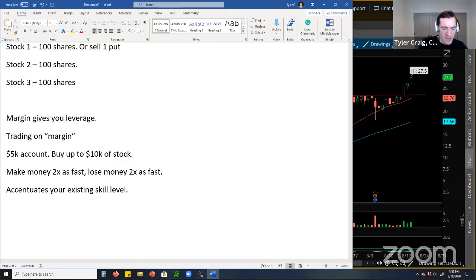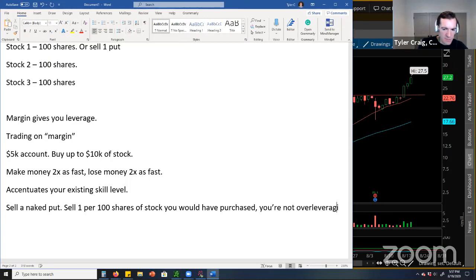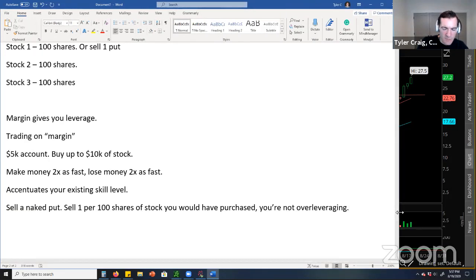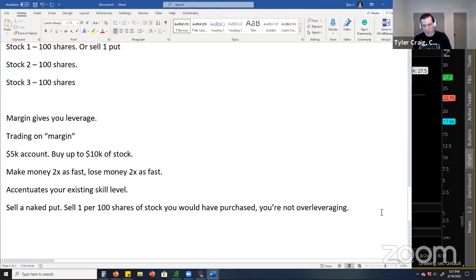As far as options trading goes, when you sell a naked put, if you sell 1 per 100 shares of stock you would have purchased, you are not over leveraging. Okay. And so when you talk about, I've been selling cash secured puts and I'm uncomfortable going more than that because I'm using quote unquote margin, in the options market, when I talk about margin, I'm talking about the collateral required. Unfortunately, we use the term margin in multiple contexts. So you're not using borrowed money. We call it your margin requirement because that's the amount of money that's required to do the trade.